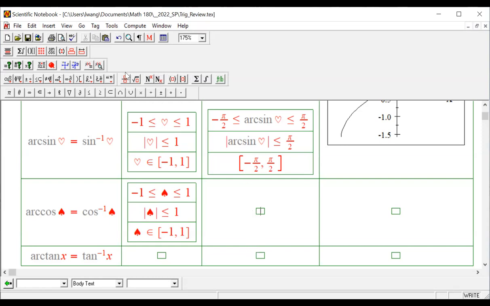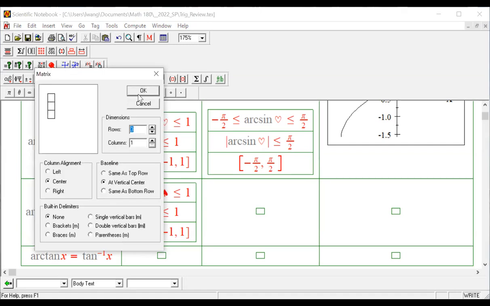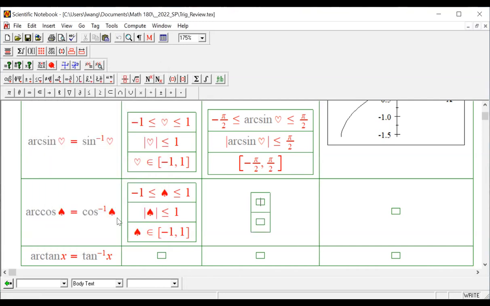And the range for arc cosine, actually, I have two forms for you. It is between 0 and pi. Does it have an absolute value form? It does, but I'm not going to make you learn it.